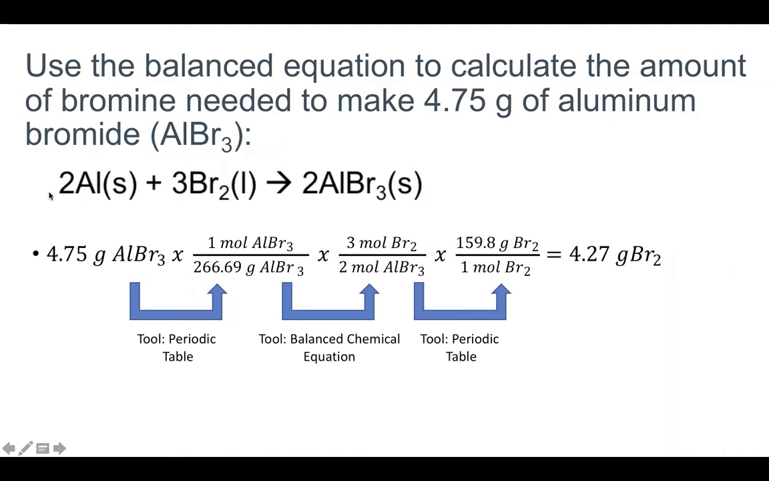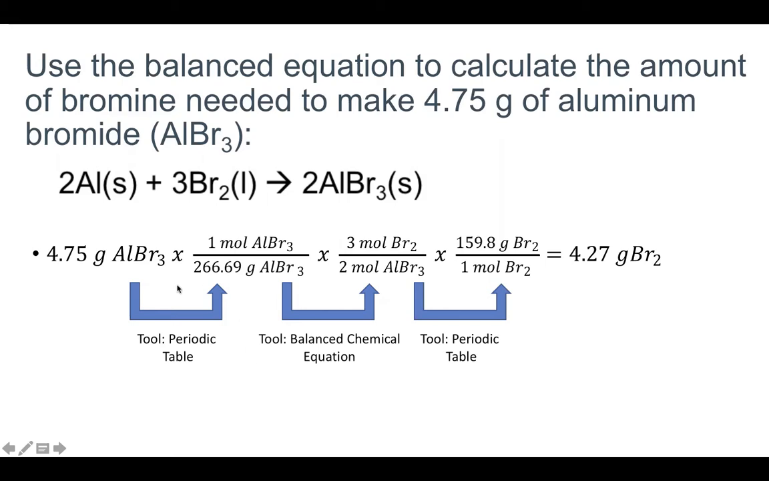Remember that we can use the balanced chemical equation, because it gives us the molar ratios. So this is 2 moles of aluminum reacts with 3 moles of bromine to produce 2 moles of aluminum bromide. So we have to convert those grams to moles. And whenever you're doing grams to moles or moles to grams, the tool you are going to be using is the periodic table, which will always be provided to you on an exam.